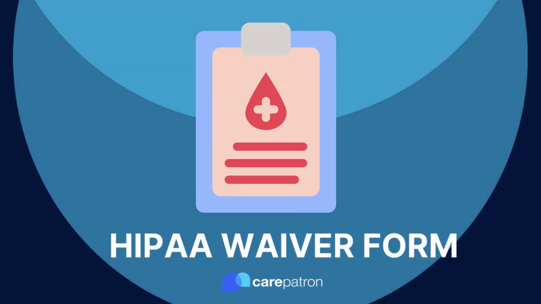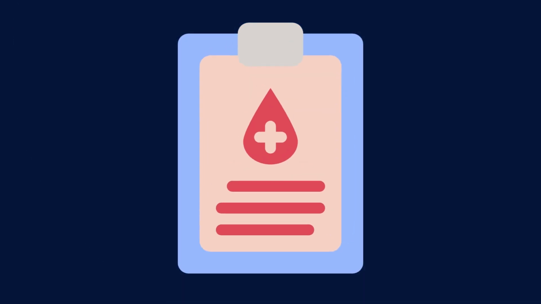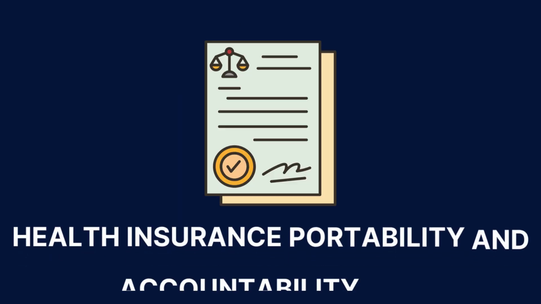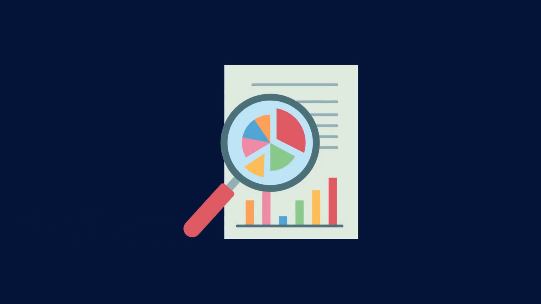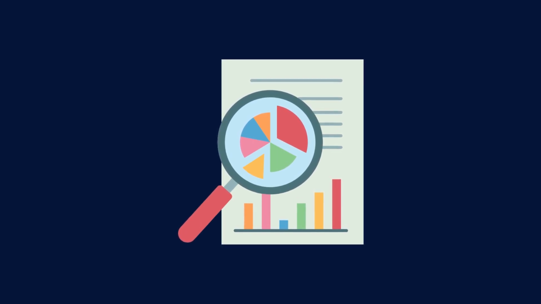A HIPAA Waiver of Authorization form is a crucial document that enables healthcare providers to utilize or disclose a patient's protected health information without their express permission. Under the regulations outlined by the Health Insurance Portability and Accountability Act, this waiver is used in specific scenarios such as research or public health situations.